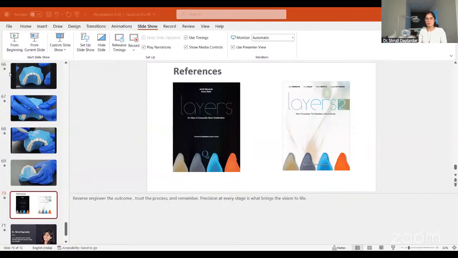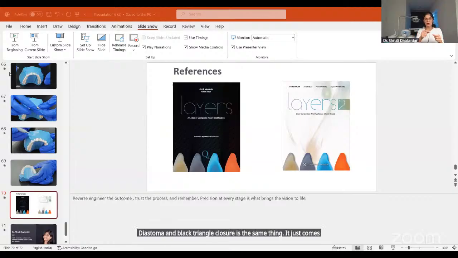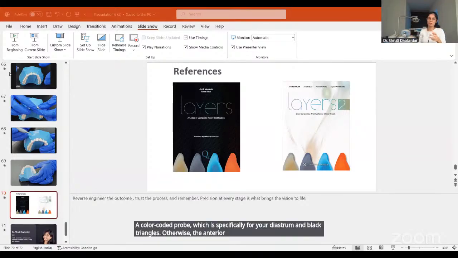Since we were talking about the diastema, the BioClear matrix kit, diastema and black triangle closure is the same thing. It just comes with a color-coded probe, which is specifically for your diastema and black triangles. Otherwise, the anterior matrices from BioClear can be used in any case scenario. You just have to trim the matrix from the cervical region for it to fit better.